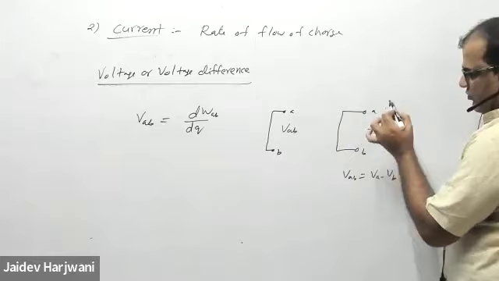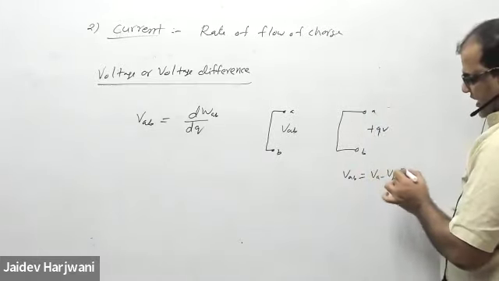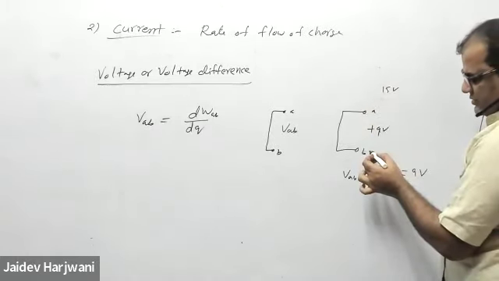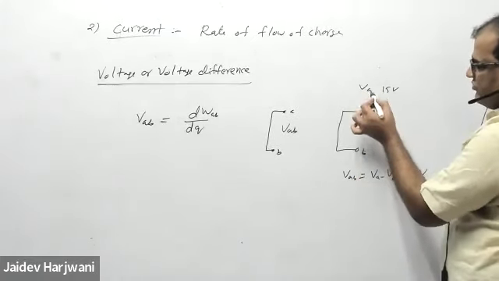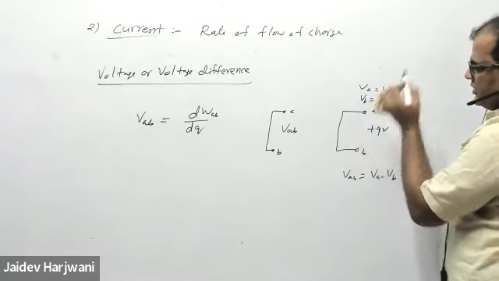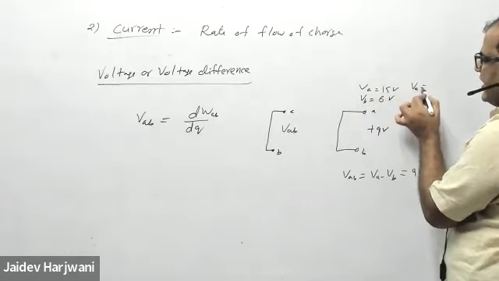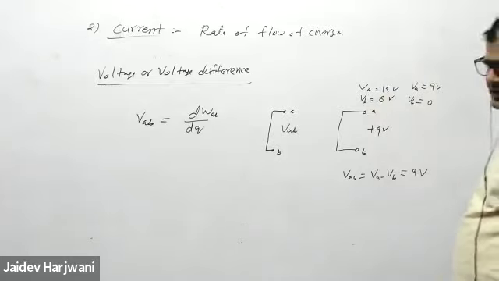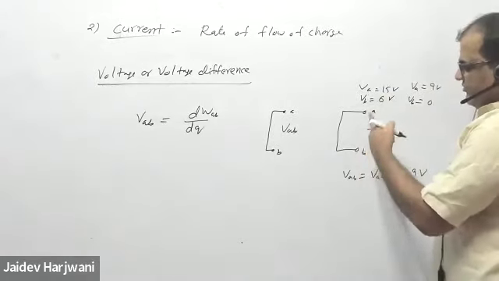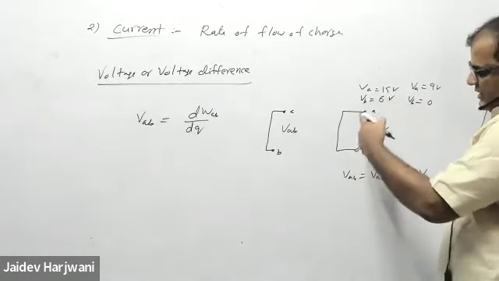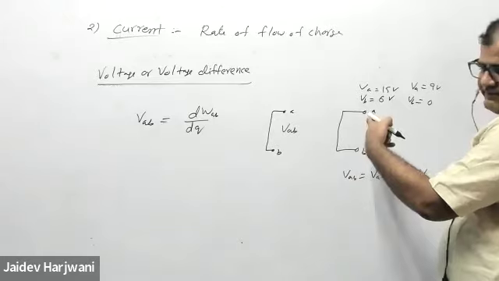If VA is 15 volt and the difference is 9, then VB will be 6 volt. If VA is 9 volt, then VB will automatically be 0. So if VB is 6, then VA is 15. If VB is 9, then VA is 18. If VB is 0, then VA is 9.